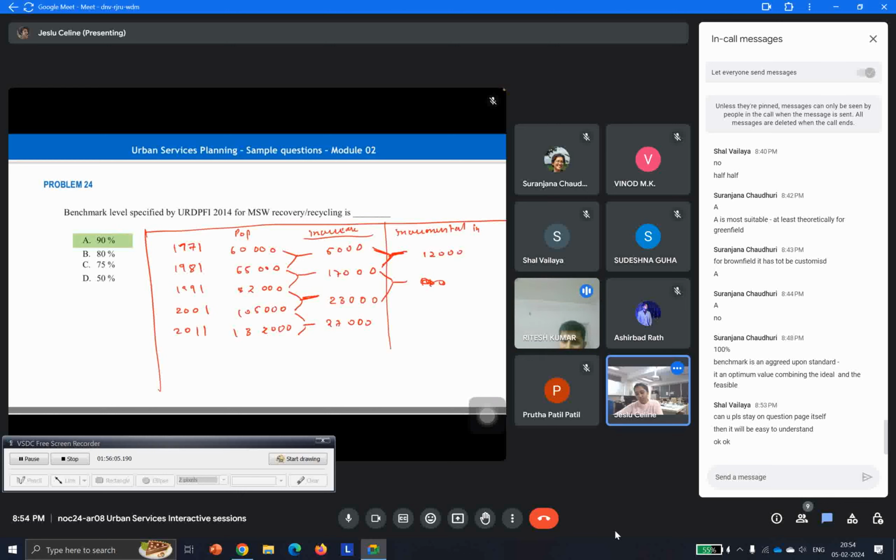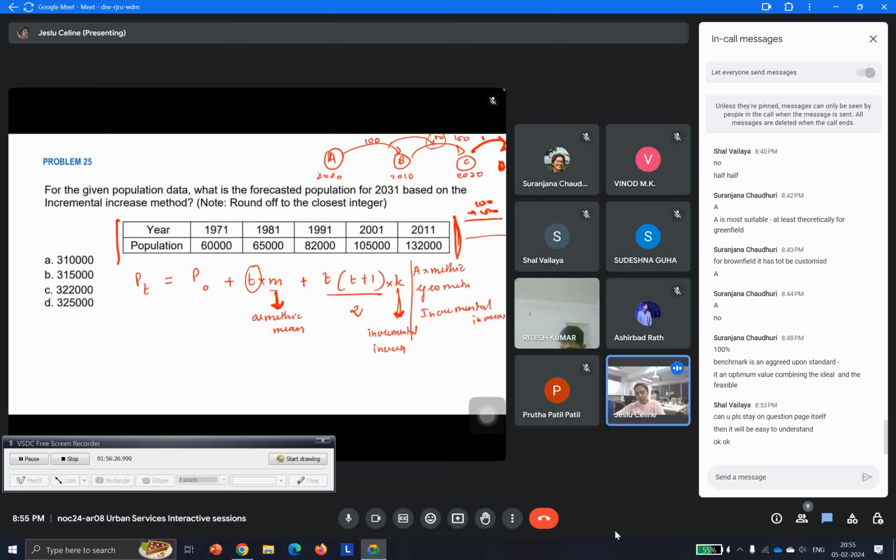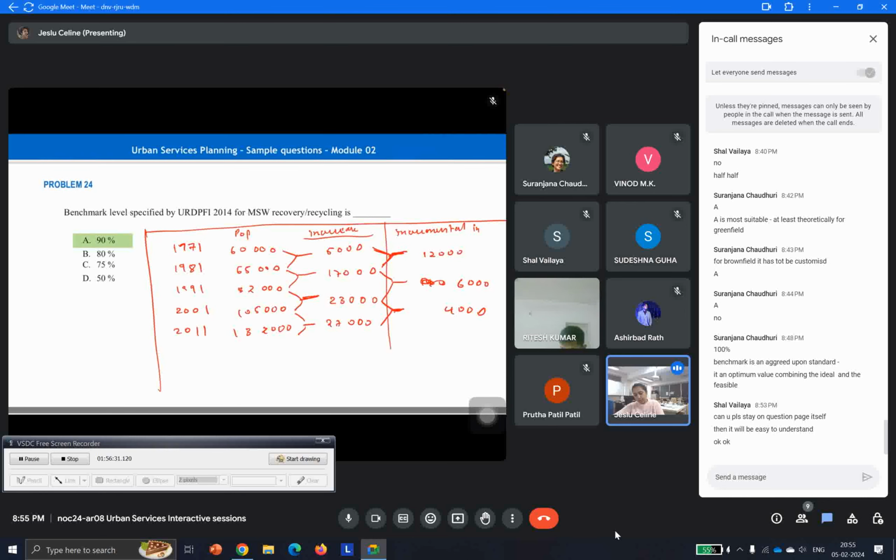So we need M, which is the arithmetic mean, and then we need K, which is the incremental increase, which is again the incremental mean, right? So I'm going back to the other slide because I don't have enough space over here. So to find the arithmetic mean M, we can average this out. So we have 1, 2, 3, 4, so for 4 years.